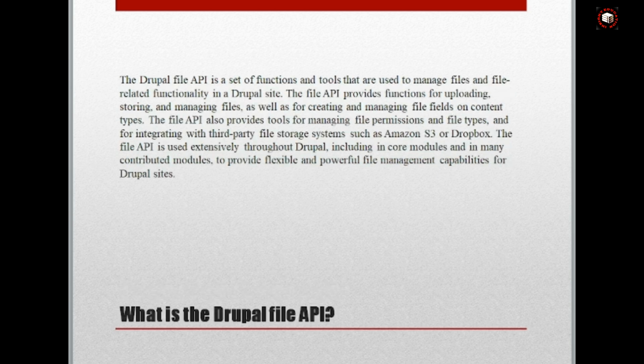Next, what is Drupal File API? Drupal File API is a set of functions and tools that are used to manage files and file-related functionality in a Drupal site. The File API provides functions for uploading, storing and managing files, as well as for creating and managing file fields on content types. The File API also provides tools for managing file permissions and file types, and for integrating with third-party file storage systems such as Amazon S3 or Dropbox.